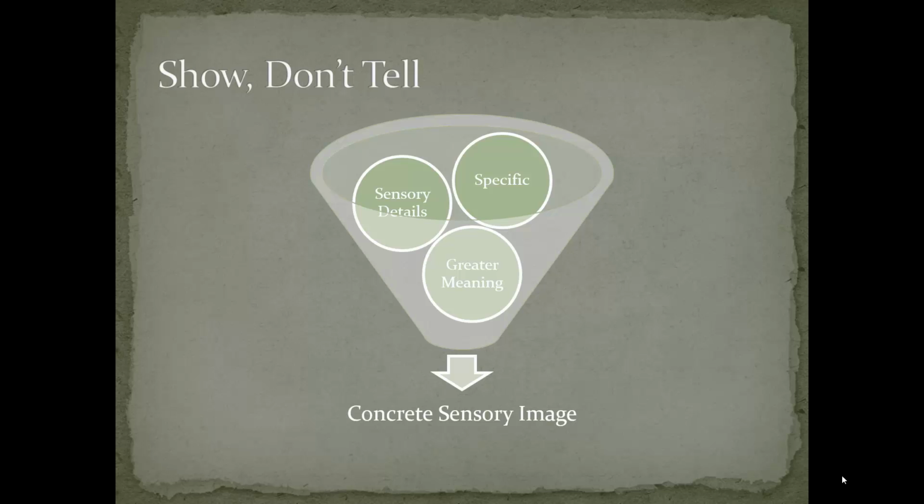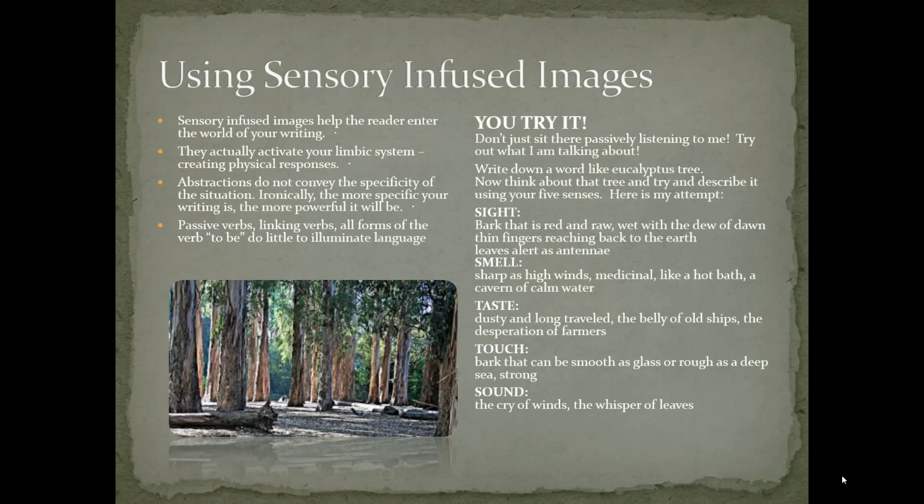What you need to use are sensory details. You need to be as specific as possible, and you need to use words that have the ability to give greater meaning. That can be done a lot using figurative language. So today we're going to be talking about how to do this in your writing.